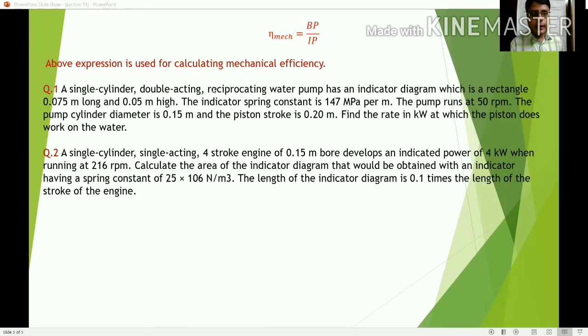Okay. So the double acting reciprocating water pump has an indicator diagram which is a rectangle, 0.075 meter long and 0.05 meter height. That's why we calculate this indicator diagram area by the product of length into height. The indicator spring constant is 147 megapascal. We also note down this. The pump runs at 50 RPM. This value is the N value, 50 RPM. The pump cylinder diameter is 0.05 meter and piston stroke, that is the L value, is 0.20 meter. Piston stroke means L value. Find the rate in kilowatt at which the piston does work on the water.